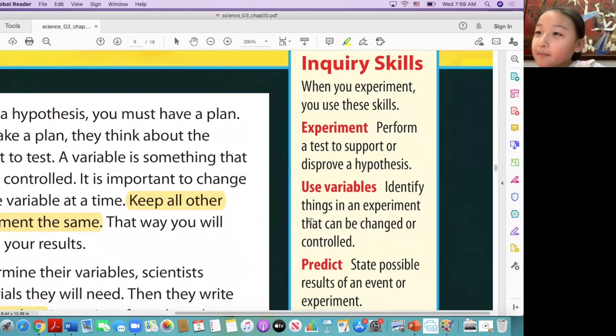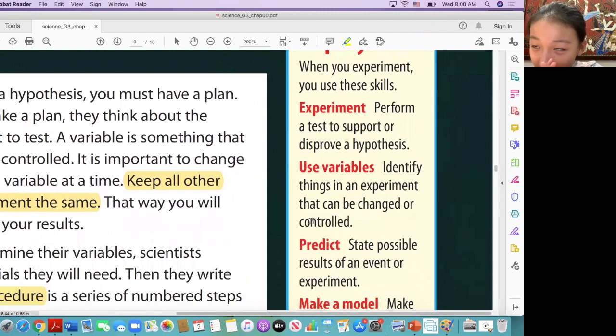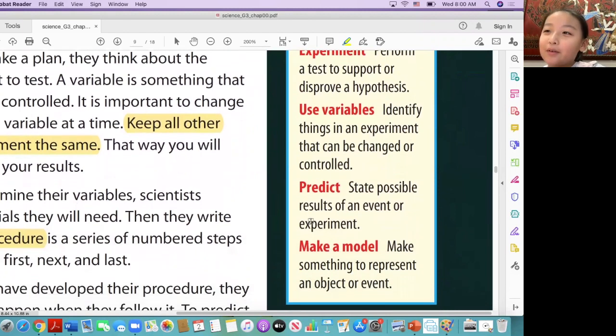Okay, so when you experiment, you use these skills. Experiment: perform a test to support or disprove a hypothesis. Use variables: identify things in experiments that can be changed or controlled. Predict: state possible results of an event or experiment. Make a model: make something to represent an object or event. Very good. Okay.